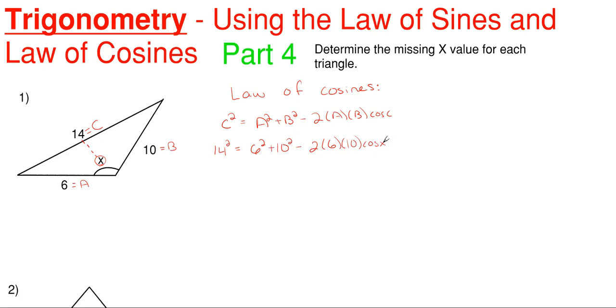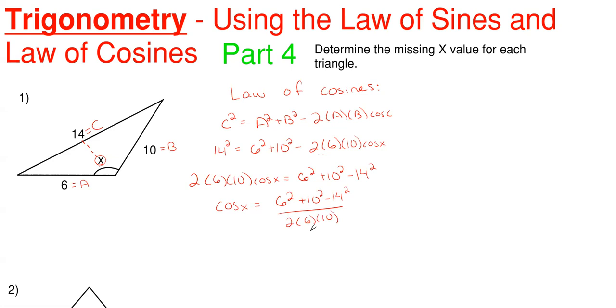So we are looking for angle X here. So let's do some rearranging here. I'm going to take this entire portion right here, flip it to the left side, and then bring the 14 over. So I'm going to end up with 2 times 6 times 10 cosine of X is equal to 6 squared plus 10 squared minus 14 squared. And then I'm going to divide everything by 2 times 6 times 10. So then I'm just left with cosine of X on this side. So on the right side, I would have 6 squared plus 10 squared minus 14 squared, all of that divided by 2 times 6 times 10.